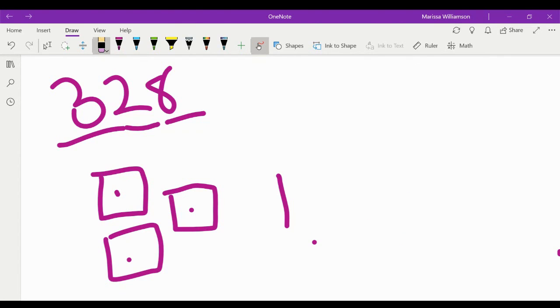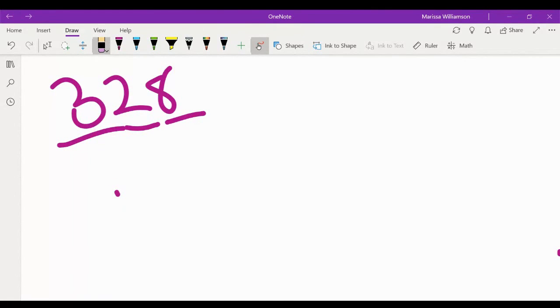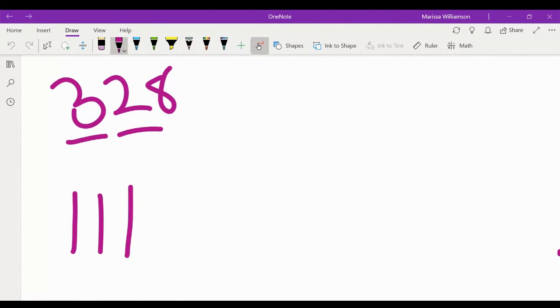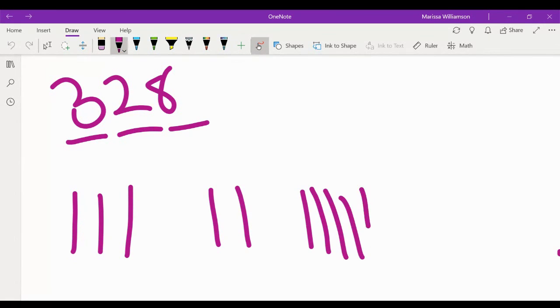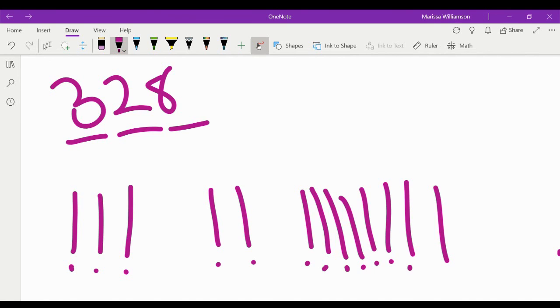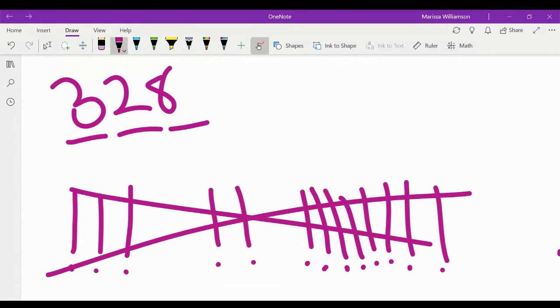What I see some people do sometimes is they like to use just one of the shapes to draw 328. So maybe they use the 10 stick, and I see them go, okay, there's a 3 here, so I'll go 1, 2, 3, and then a 2, 1, 2, and 8: 1, 2, 3, 4, 5, 6, 7, 8. To me, this looks like 10, 20, 30, 40, 50, 60, 70, 80, 90, 100, 110, 120, 130. And we know that that's not right.